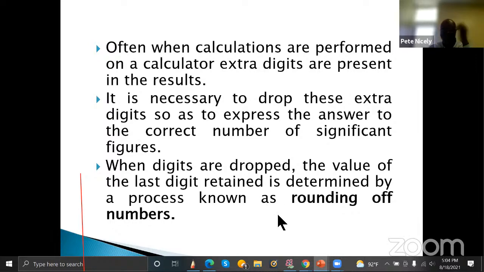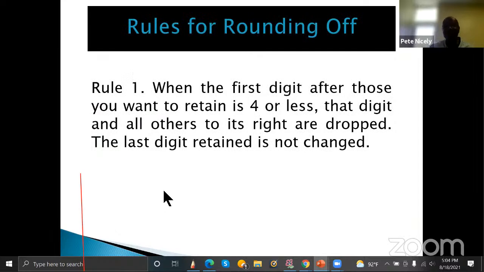So we're going to look at some examples, well, actually some rules, and then maybe some examples. Well, definitely some examples of this. So there are basically 2 rules for rounding off. Rule number 1 says when the first digit after those you want to retain is 4 or less, that digit and all others to its right are dropped, and the last remaining digit remains unchanged, all right?